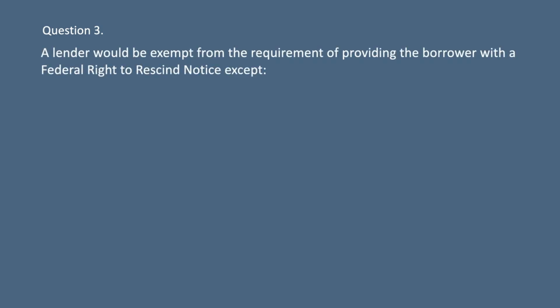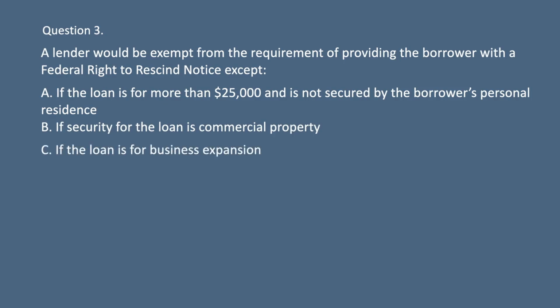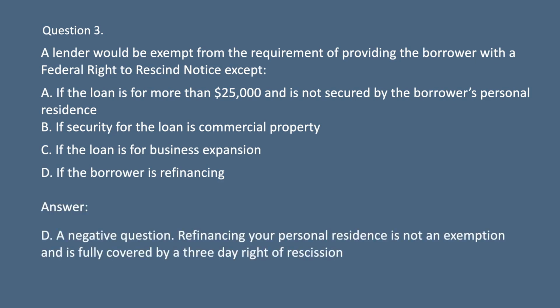Question 3. A lender would be exempt from the requirement of providing the borrower with a federal right to rescind notice except A. If the loan is for more than $25,000 and is not secured by the borrower's personal residence. B. If security for the loan is commercial property. C. If the loan is for business expansion. D. If the borrower is refinancing. Answer. D. A negative question. Refinancing your personal residence is not an exemption and is fully covered by a 3-day right of rescission.